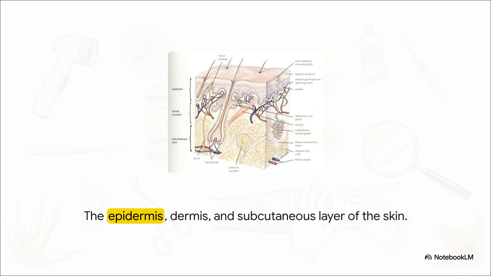Up top, we have the epidermis, followed by the dermis right in the middle, and then the deeper subcutaneous tissue down below. You can actually see vital structures woven throughout all of this, like nerve endings, hair follicles, and the sebaceous and sweat glands. Taking a second to visualize these layers is an absolute game changer, because every single assessment and care plan we make targets these specific depths.